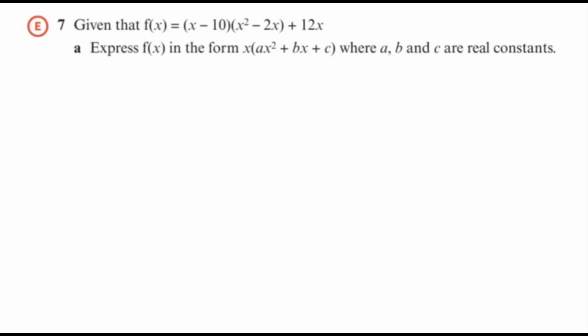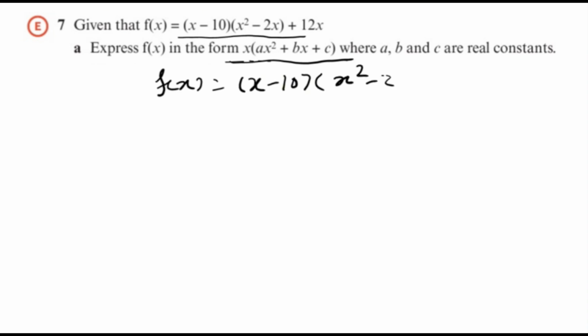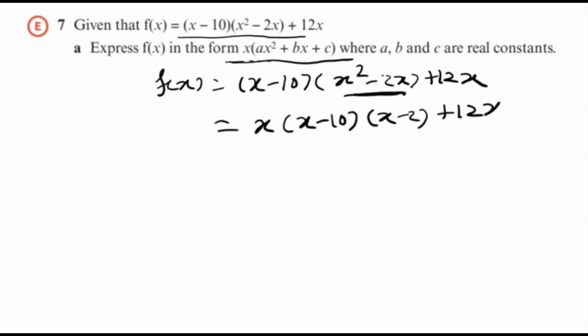Question number 7 is telling we have this function f of x is equal to, and I have to simplify it in the form of x into ax squared plus bx plus c, where a, b, c are real constants. Okay, I'm rewriting this function first. So f of x is equal to x minus 10, x squared minus 2x plus 12x. Now, as you can see, I need x common, and I can see in this bracket x common is there. So I can rewrite like that, x into x minus 10, x minus 2 plus 12x.